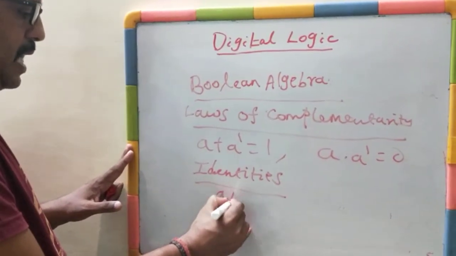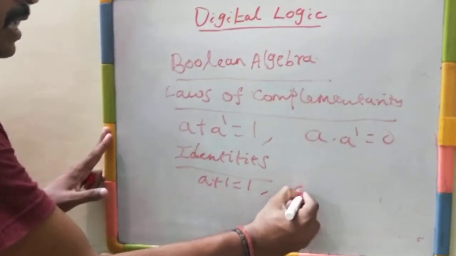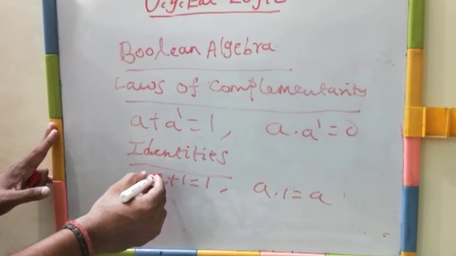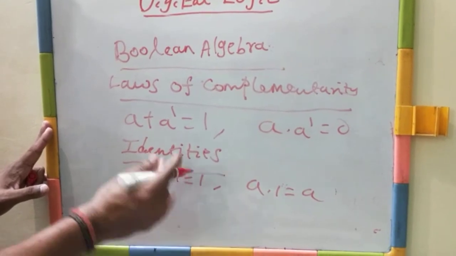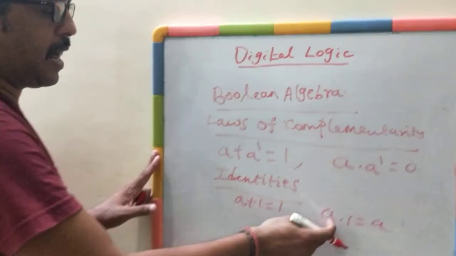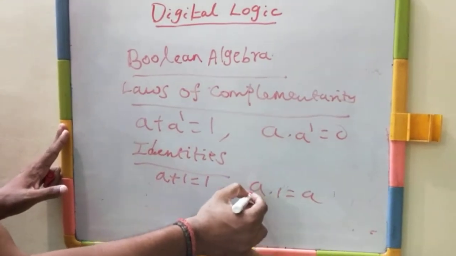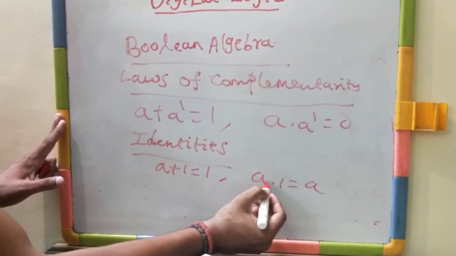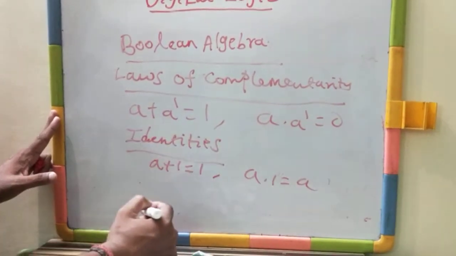Then identities. That is, A + 1 means the value is 1, and A · 1 is A. So whatever may be the value of A, in the OR operation, if any one of the values is 1, the entire expression becomes 1. In the AND operation, the output is dependent on the value of A. For example, A equal to 1: 1 into 1 is 1. If A equal to 0, 0 into 1 is 0. So here the result is dependent on the value of A.